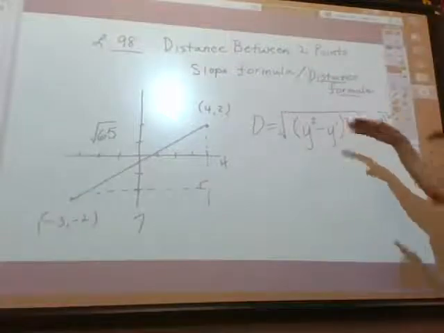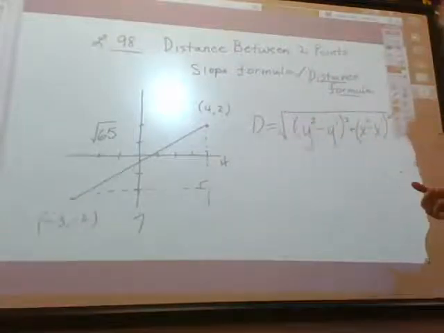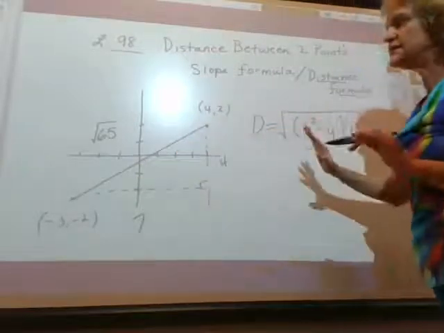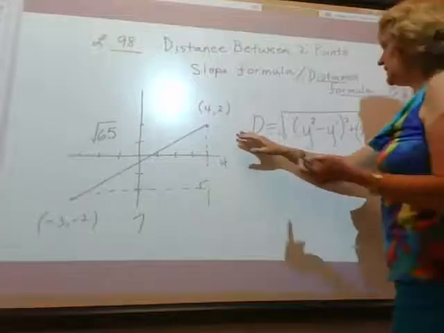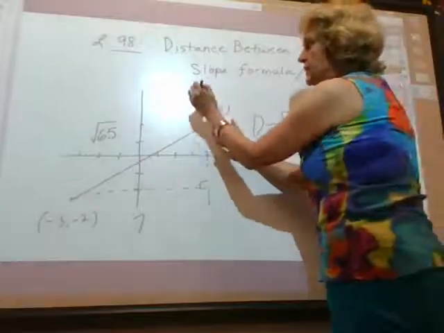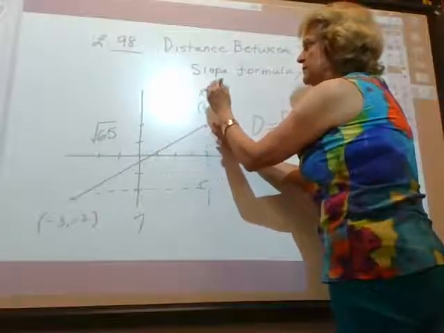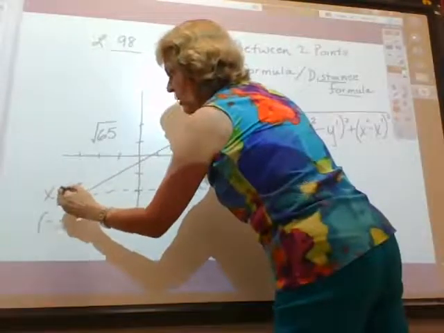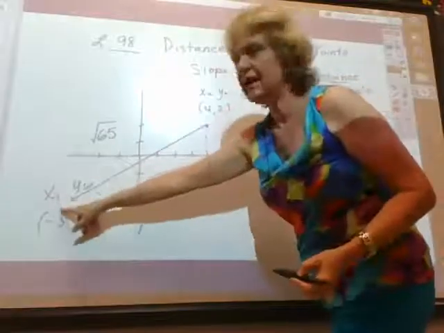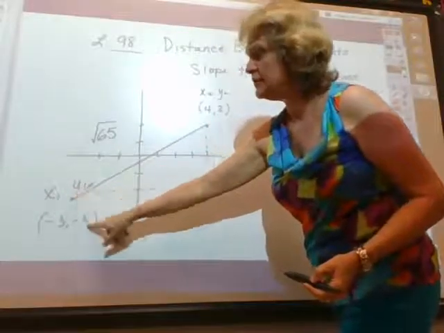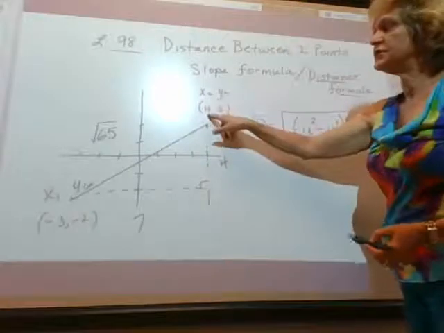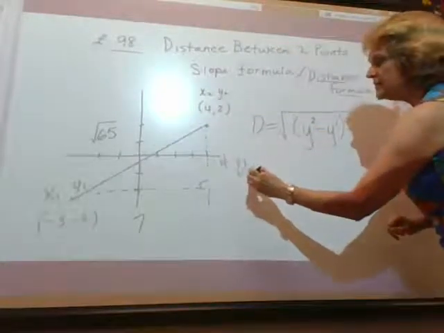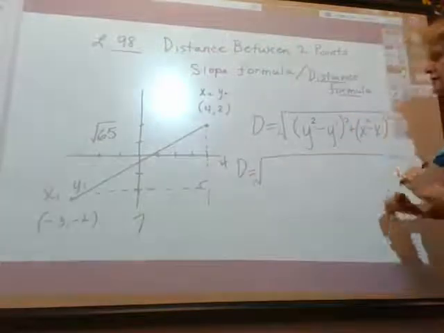So what you're going to do is name your points. It doesn't matter which one you name. You could say this one's point 1, this one's point 2, doesn't matter. So let's go ahead and label this one point 2. So this is going to be x sub 2, y sub 2, and this is x sub 1, y sub 1. Do you see what I'm saying? X sub 1 is -3, y sub 1 is -2, x sub 2 is 4, y sub 2 is 2. All right, so we're going to plug these numbers into the formula.